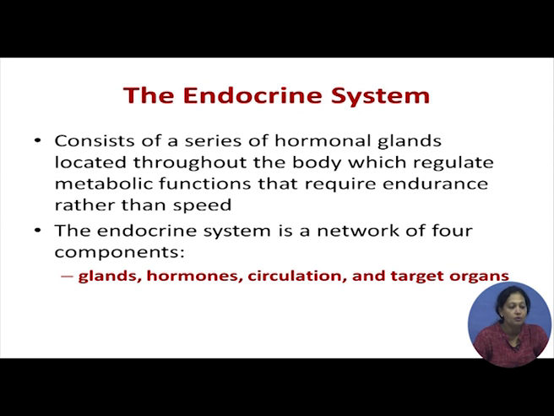The endocrine system consists of four components, primarily the glands, the hormones, the circulation of these hormones and the target organs. So, that is how the hormones reach specific organs and how they affect them during a situation, a stressful situation in this case.